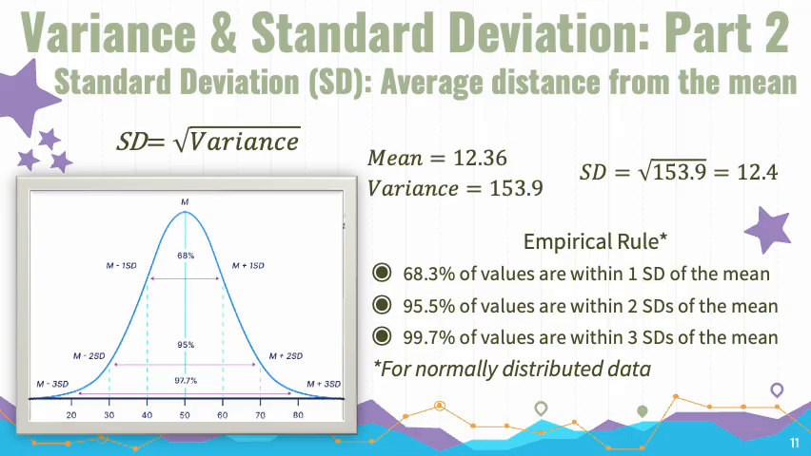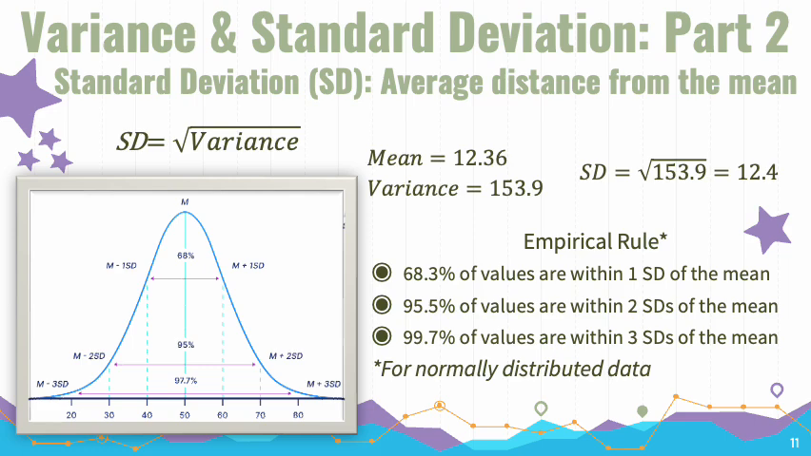The empirical rule can be applied to normally distributed data or data that follows a normal bell curve. Based on the empirical rule, 68.3% of the individual data points will fall within one standard deviation of the mean. What does that mean? That means that if we take our mean and we add the standard deviation to it and subtract the standard deviation from it, 68.3% of the data values should fall in that range.